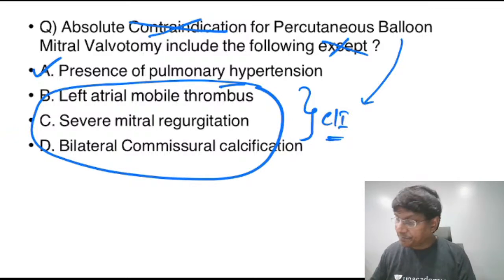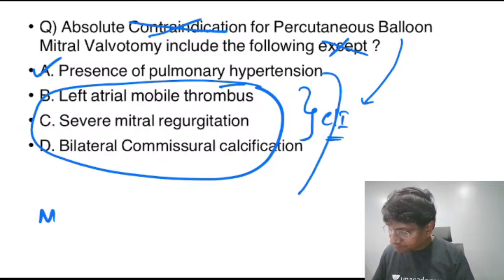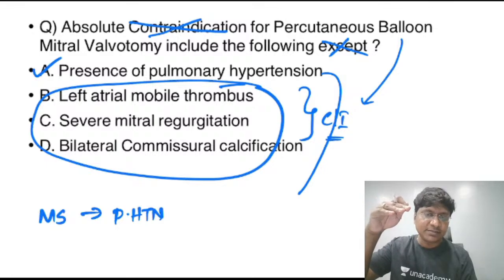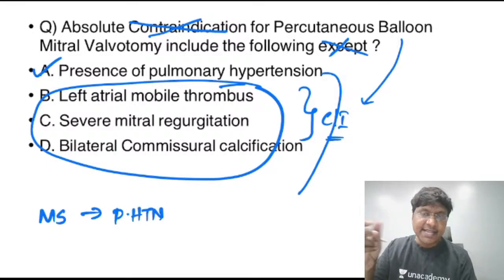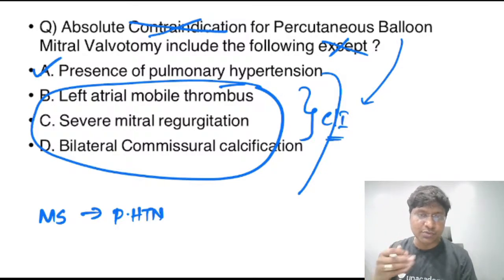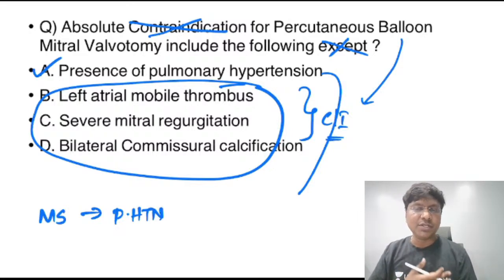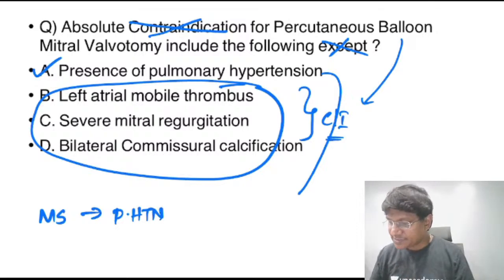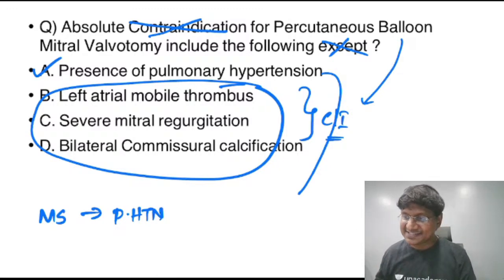In patients with mitral stenosis, there can be development of pulmonary hypertension. Why is that? That is due to backflow of the blood. And if you open the valve with the balloon, the pulmonary hypertension can be reduced. Why? Because the blood from the left atrium will move into the left ventricle once you open the valve with the balloon. Thereby the backflow will be reduced and pulmonary hypertension can be reduced. So the correct answer is A. This is the question which is given mainly to test your knowledge of English.